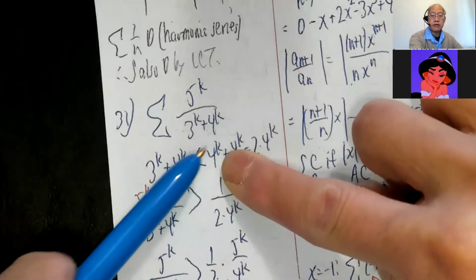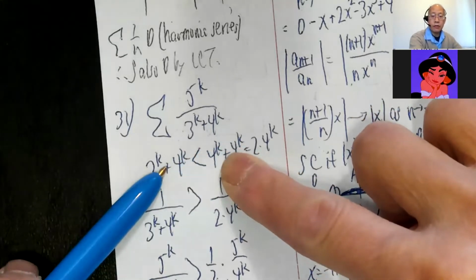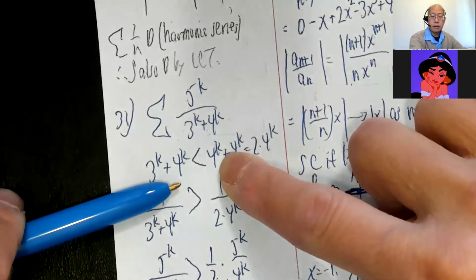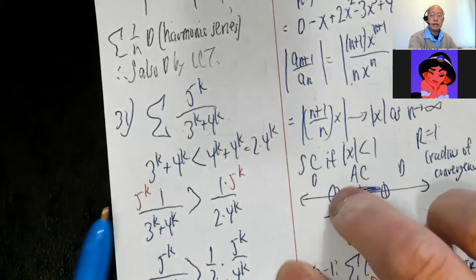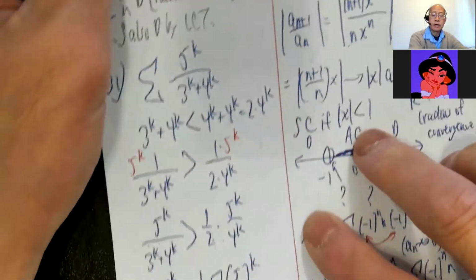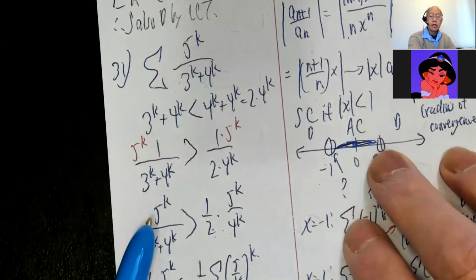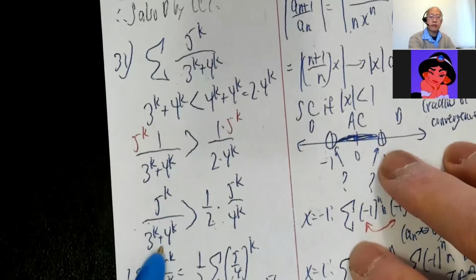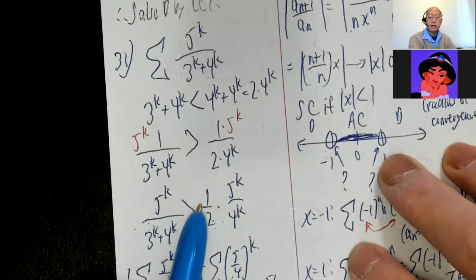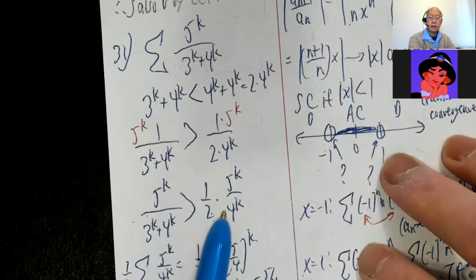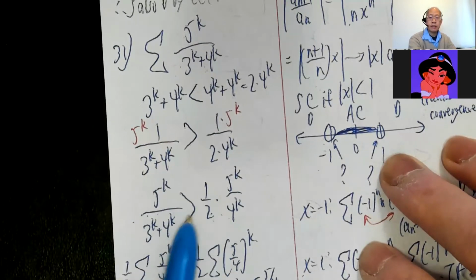By the reciprocal rule, I just flipped this thing, that one with that one. Reciprocate and you have that. Then multiply both sides by 5 to the k. In other words, I get what I want. So I have 5 to the k over 3 to the k plus 4 to the k is greater than 1/2 times 5 to the k over 4 to the k. And that's the key idea right now.